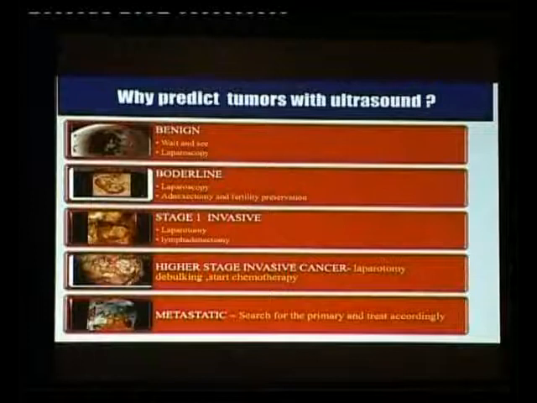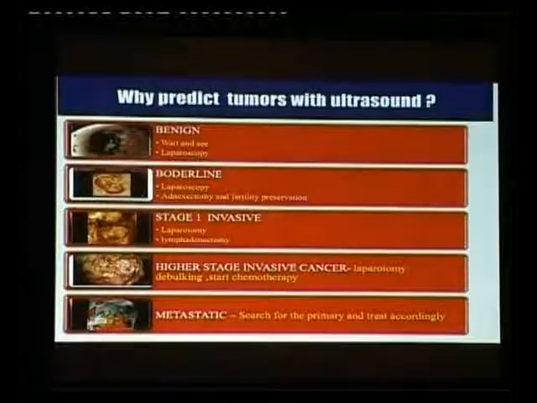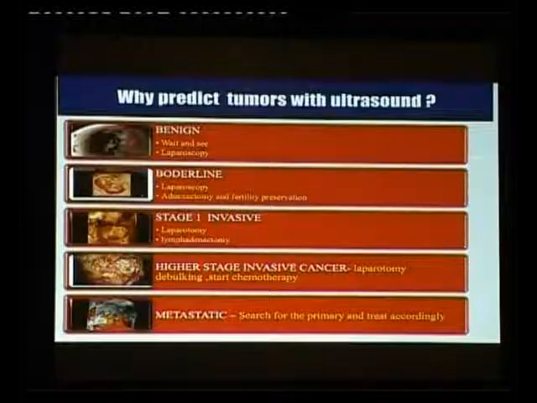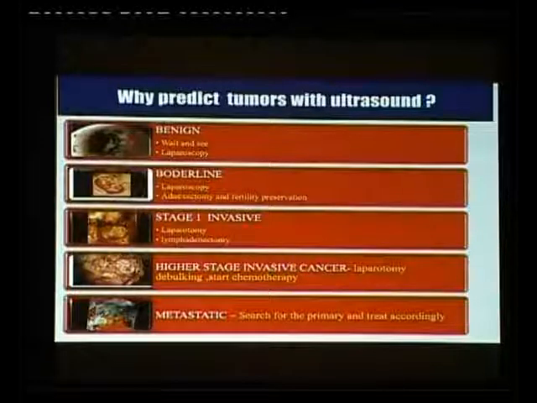Why should we do this? Because we have to find out whether it's benign, because then the treatment obviously is going to be baseline wait and see or a laparoscopy. If it is borderline, then we do an adnexectomy. If it is stage 1, then we go in for a laparotomy and staging with lymphadenectomy. In higher stage malignancies, we go for debulking and start chemotherapy. And if it is a metastatic tumor, then of course you have to search for the primary and deal with it accordingly. Now, case 4.